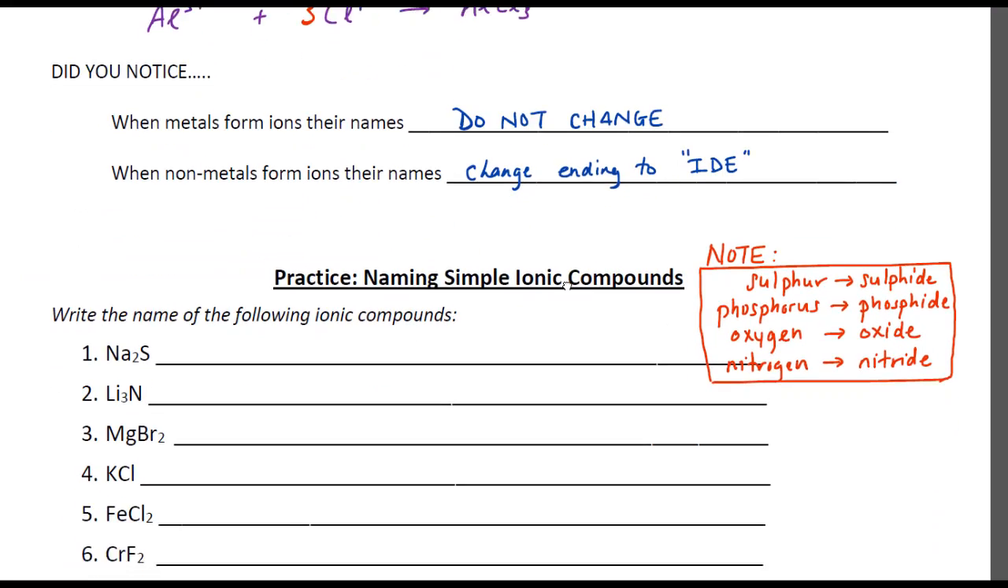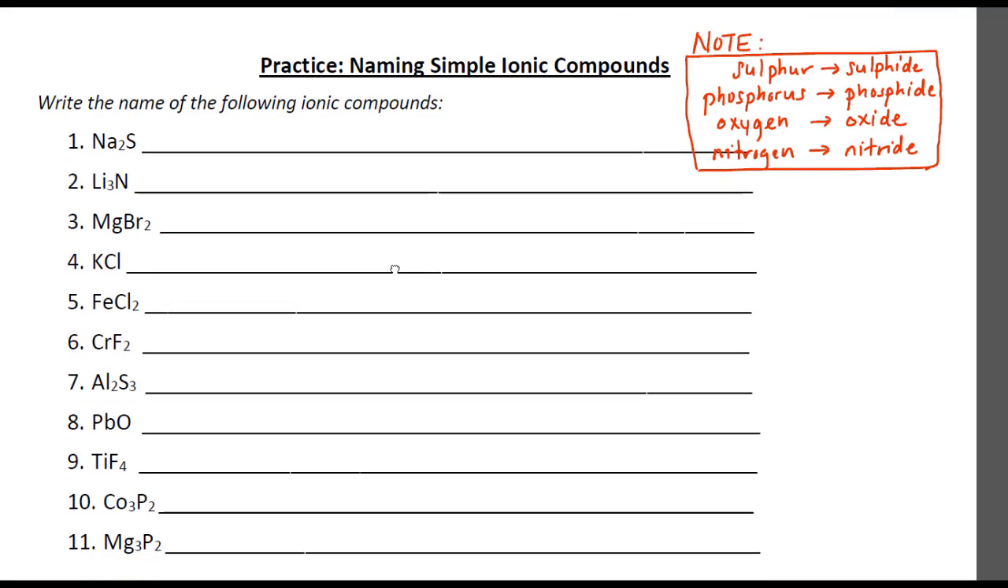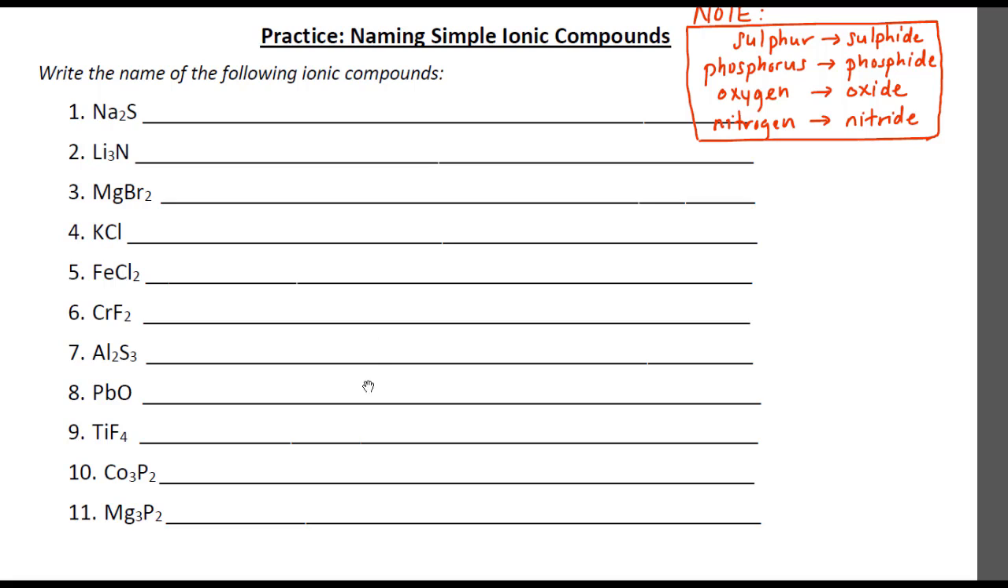Okay. Some of these changes are a little bit tricky. So sulfur will change to sulfide. Phosphorus changes to phosphide. Oxygen changes to oxide. Nitrogen changes to nitride. The other ones are pretty straightforward. So please go through and work through this so that you can understand how to do the actual naming. Check your answers before moving on to the next part of this lesson. So pause here, try these, check your answers, come back and finish this video at this point.